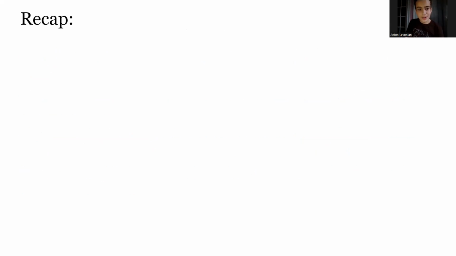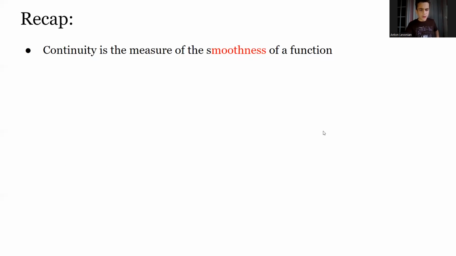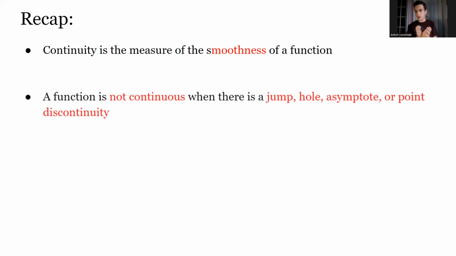Okay. So here's a recap. This class is going to be over pretty soon. So once again, continuity is the measure of the smoothness of a function. Once again, this is a very informal definition, but this is essentially what continuity is. And a function is not continuous when the smoothness breaks, when there's a jump, a hole, an asymptote, or a point discontinuity.